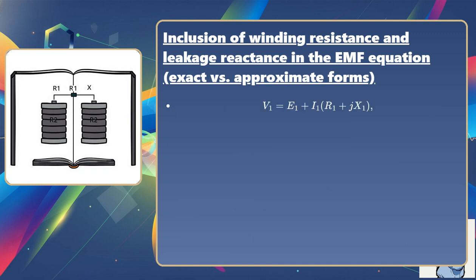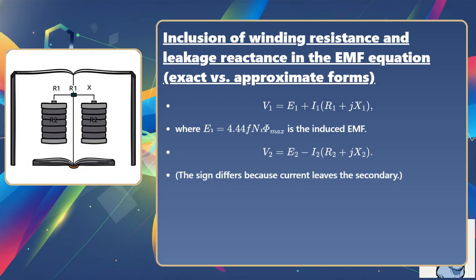V1 equals E1 plus I1 times (R1 plus jX1), where E1 equals 4.44 times F times N1 times phi max is the induced EMF. V2 equals E2 minus I2 times (R2 plus jX2). The sign differs because current leaves the secondary.